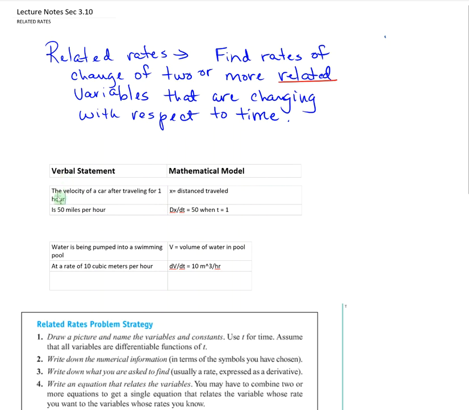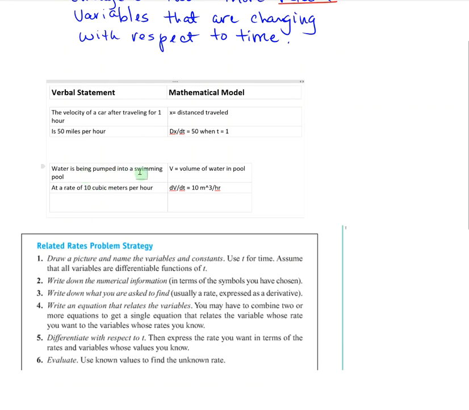For example, if you are talking about the velocity of a car after traveling for 1 hour, x is the distance traveled, and the velocity is 50 miles an hour, then that means dx/dt is 50 when t is 1. So everything has a dt. Water is being pumped into a swimming pool. V is the volume of the water in the pool, at a rate of 10 cubic meters per hour. So dV/dt equals 10 meters cubed per hour. Just remember, everything will have a dt.